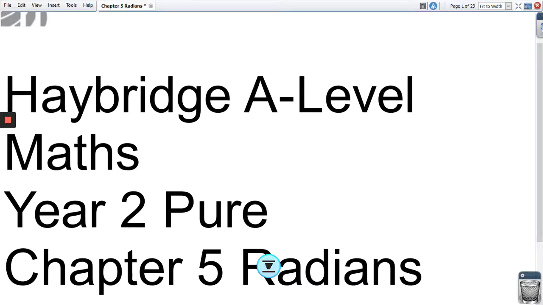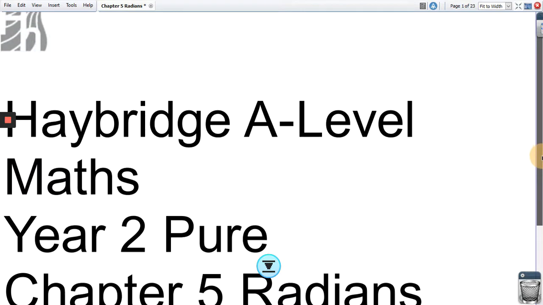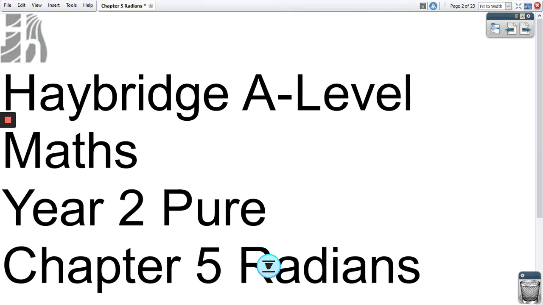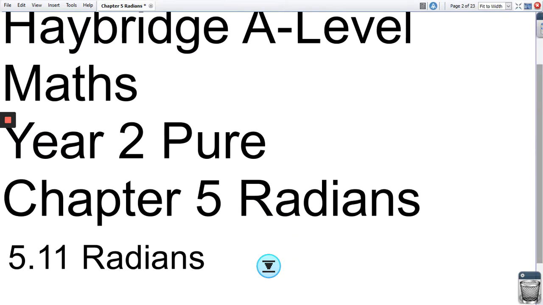Year 2 Pure, and this is a new chapter, Chapter 5, Radians. So let's get started with this new word that we've not heard before, define what it means, and see how we use it. In the first lesson today, part 5.1, we're going to actually say what a radian is. These are really important.